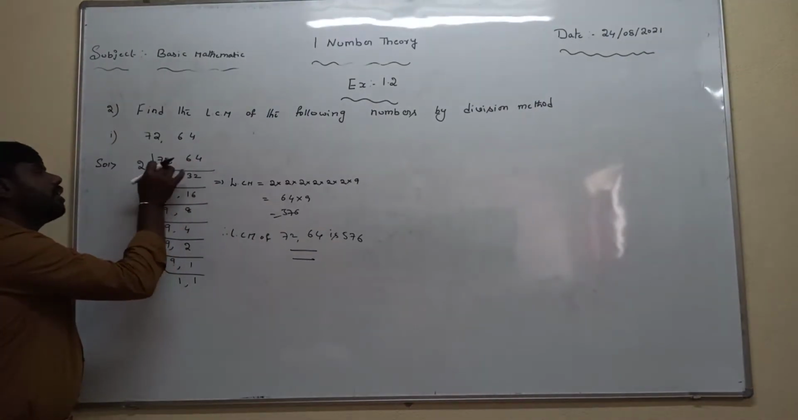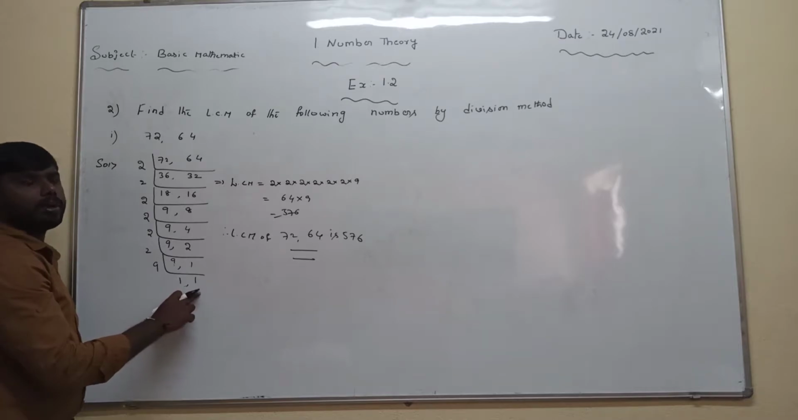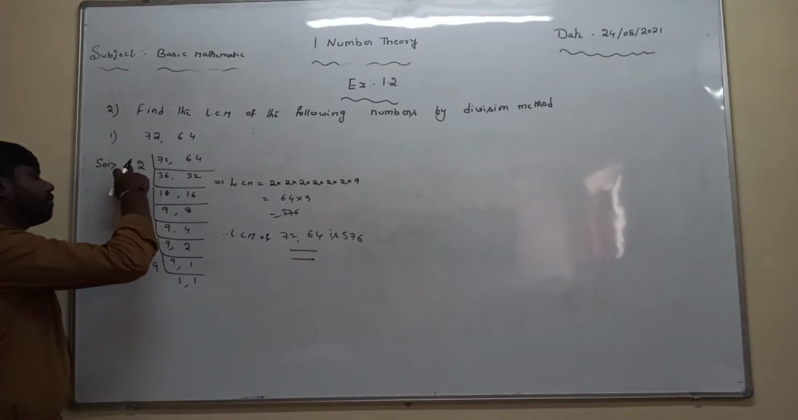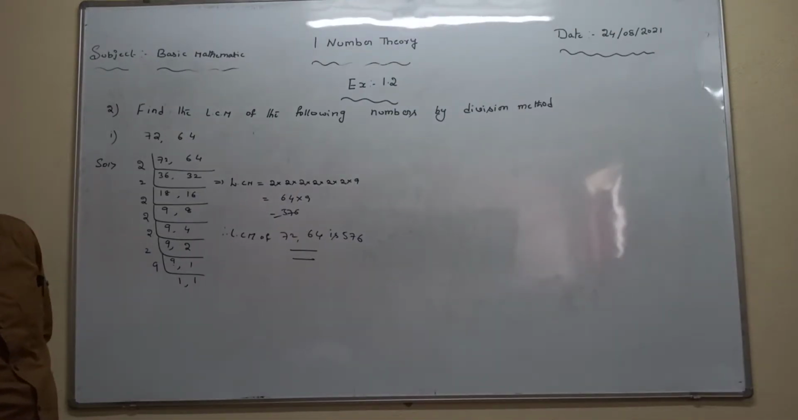So like that we need to calculate LCM. Divide the given numbers by common prime numbers until the remainder is 1 or a prime number. Then LCM is equal to the product of all the divisors. This is the solution of this question here, students. Next we are going to the second question.